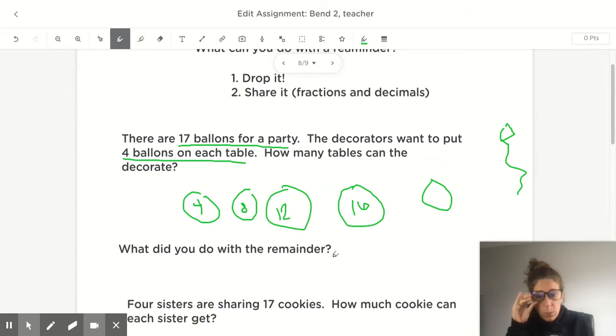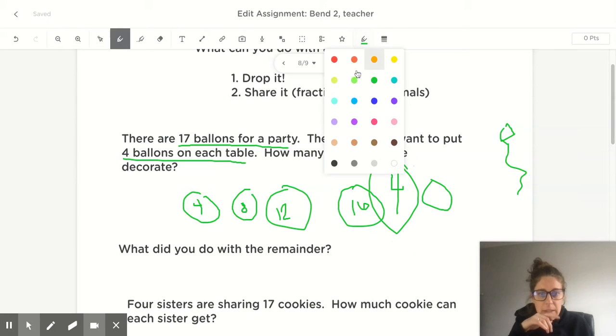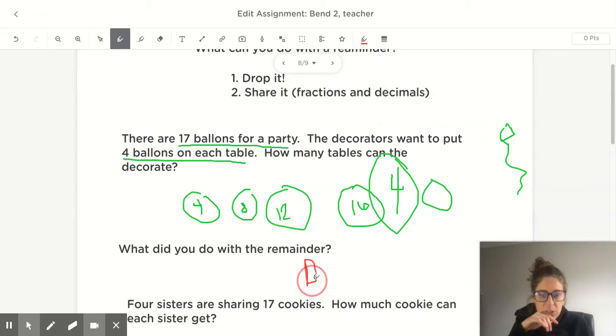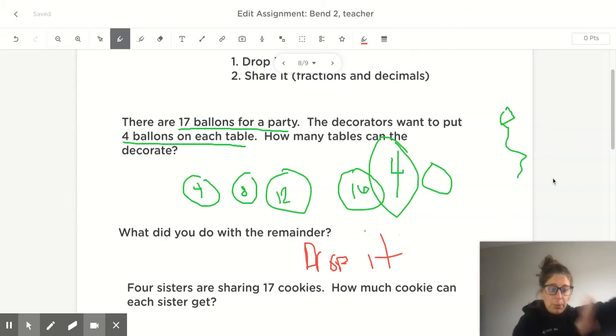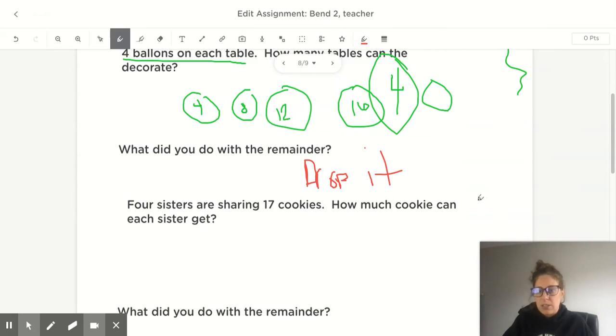So in this case, I can only decorate 4 tables. And what did I do with the remainder? Well, I dropped it. In this case, I just didn't need that balloon. I'm putting it off to the side. All right, let's look at this one.